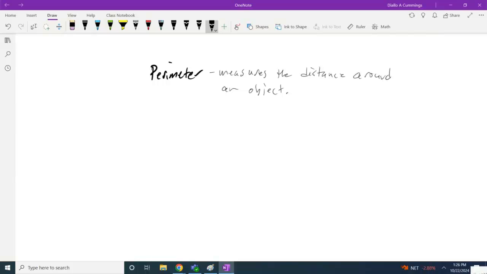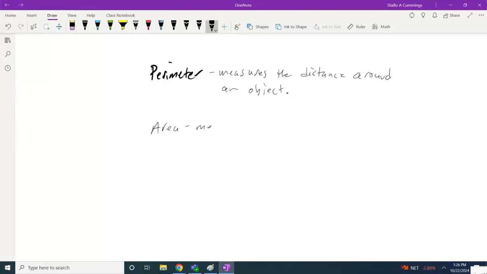So when I say the unit alone, let's just say if our unit is meters, if you were to find the perimeter, let's say the perimeter of this classroom would be about 200 meters, right? That would be measuring the outside distance. The perimeter measures the distance around an object.